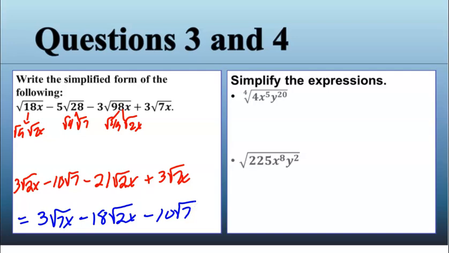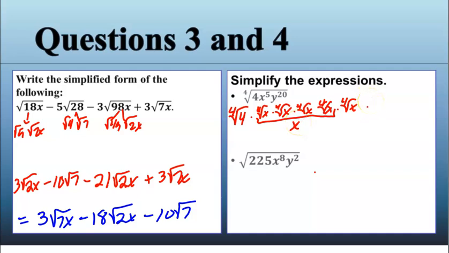Question 4, we're going to break these down. So I have the 4th root of 4. I cannot break that down. Times the 4th root of x to the 5th. That means I could have the fourth root of x times the fourth root of x times the fourth root of x times the fourth root of x, that's 4, times the fourth root of x. Now if I group 4 of these together, this equals the radicand, which is just x.